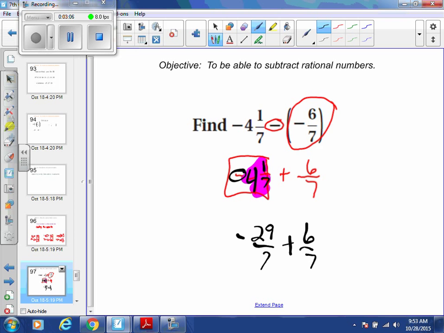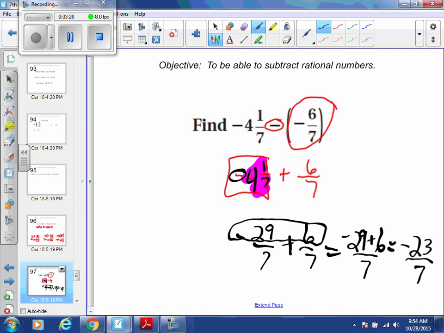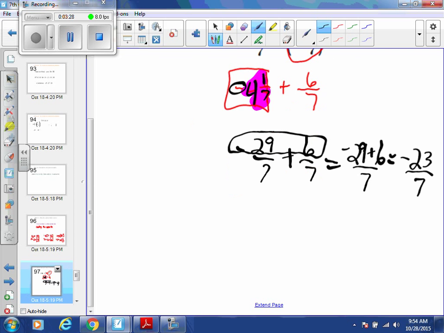All right, I already have a common denominator, thank goodness. If it wasn't a common denominator, I would have to find a common denominator. And then I'm going to add my numerators. So negative 29 plus 6 equals negative 23. Keep our denominator a 7. All right, and then that can be simplified. I know 7 goes into 23 3 times, with 2 left over, so that becomes negative 3 and 2 sevenths.